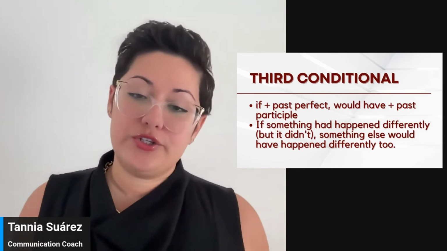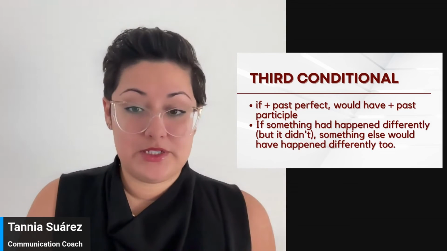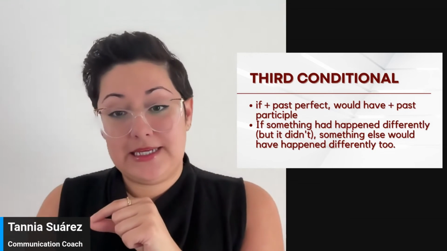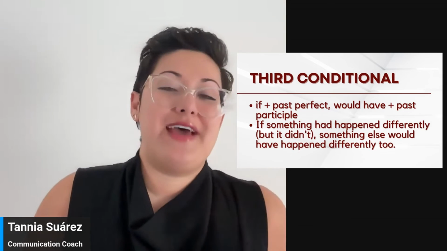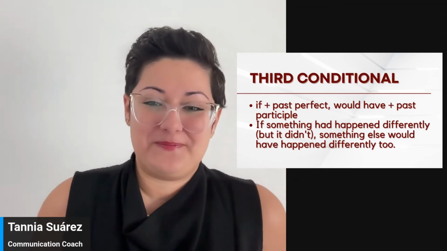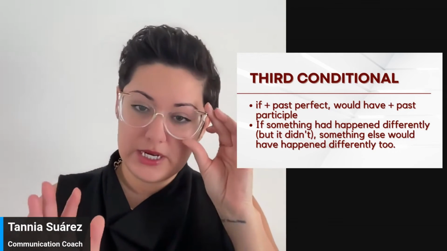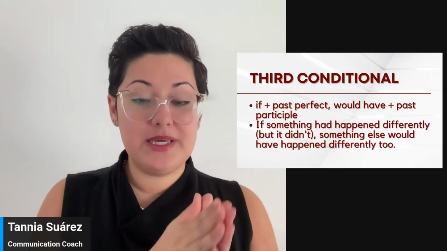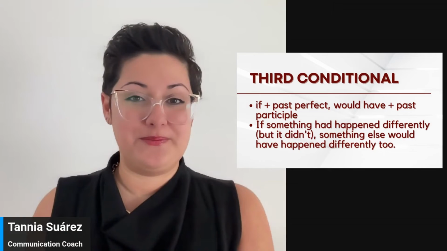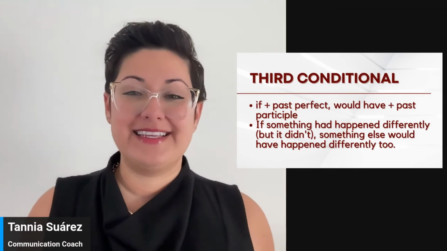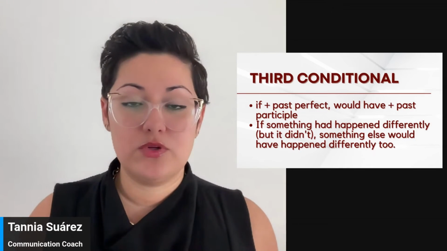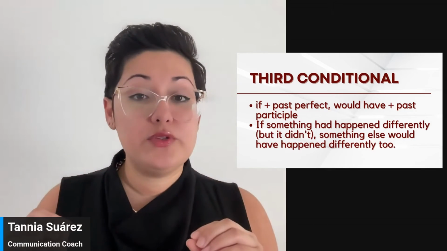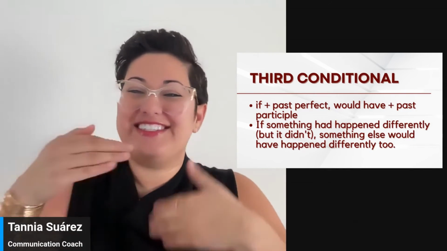So with the third conditional, if something had happened differently, but it didn't, something else would have happened differently too. So it's kind of a mouthful. Let's look at it again. If something had happened differently, but it didn't, something else would have happened differently too. If that feels clear, great. Don't dwell on it. If it's confusing, don't dwell on it. We're just going to move on.